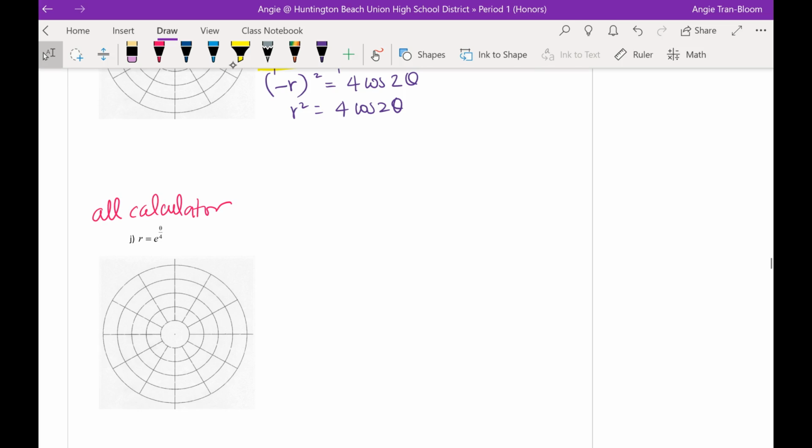Go to the window. You've got negative 10 to 10. I don't want negative 10 to 10. Do 0 to like 4 pi, or 6 pi, or 8 pi. And then zoom, fit. Sorry, zoom fit.